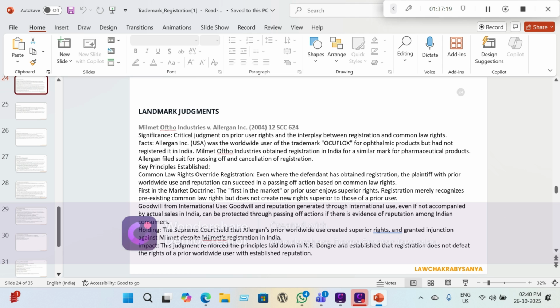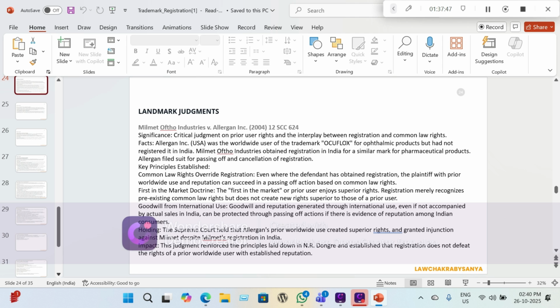in India. Why? Because they had prior use. So, in this, the key principles that were established were that common law rights override registration. Even where the defendant has obtained registration, the plaintiff with prior worldwide use and reputation can succeed in a passing off action based on common law rights. Now, this established the first in the market doctrine. So the prior user enjoys superior rights.